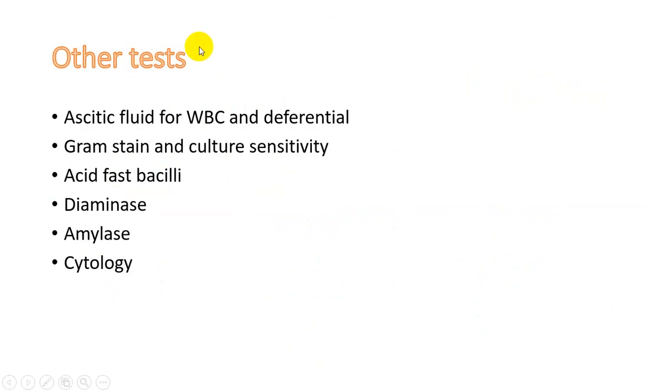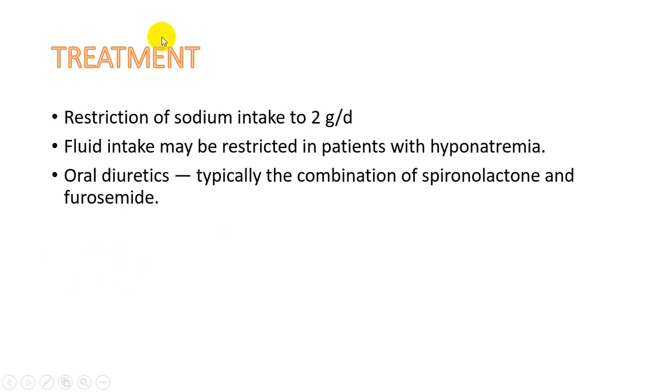Other tests need to be addressed, including ascitic fluid white blood cell differential, Gram stain and culture sensitivity, looking for infection; acid-fast bacilli and adenosine deaminase level, if we have suspicion of peritoneal tuberculosis; serum amylase to exclude the possibility of pancreatitis; and finally cytology, looking for malignancies. Treatment. So, as we see, treatment depends on underlying etiology.